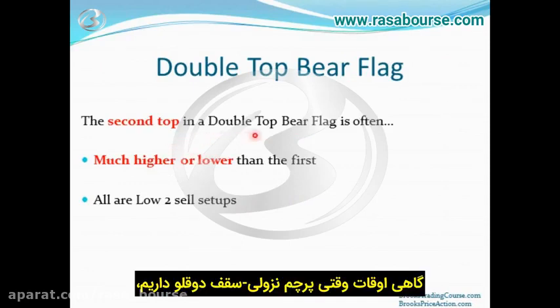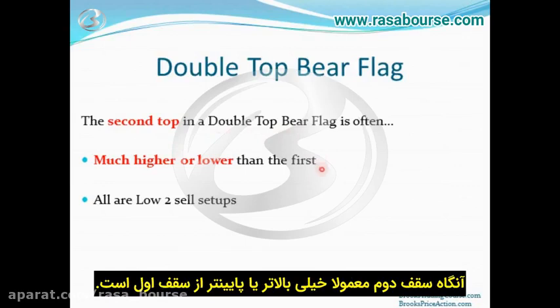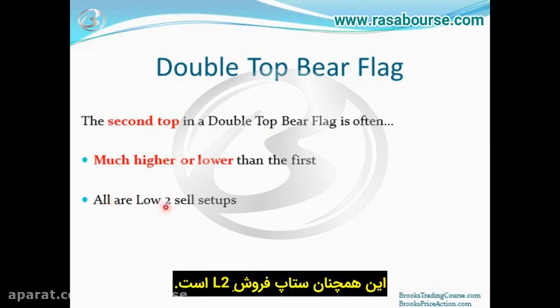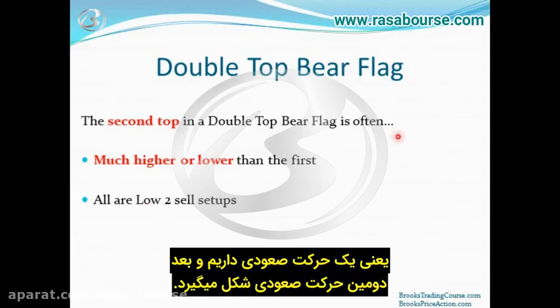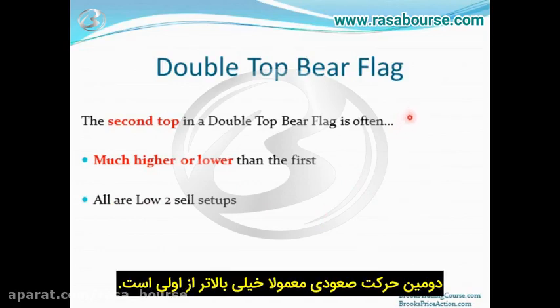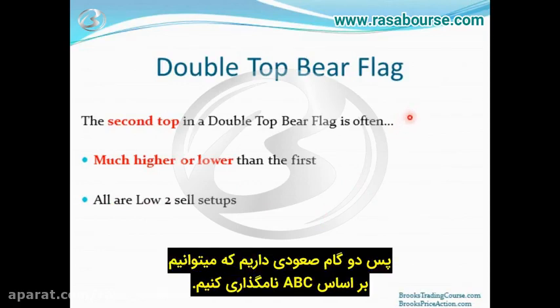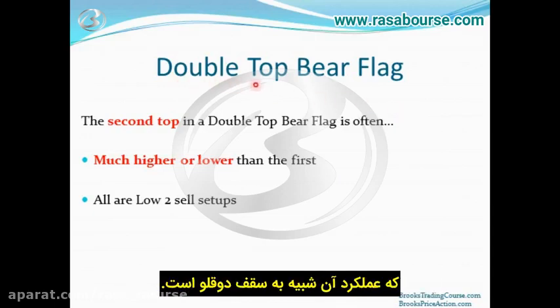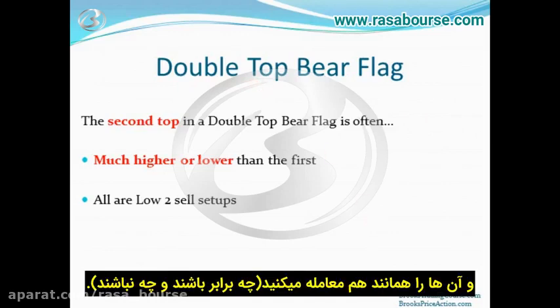Sometimes when you have a double top bear flag, the second high is a lot higher or a lot lower than the first. It doesn't matter. There's still a low to sell setup. You have a push up and a second push up. The second push sometimes is much higher than the first. It's 2 legs up. You can call it an ABC. You can call it a low to sell setup in a bear trend. It's functionally the same as a double top, and you trade them the same whether or not they're perfect.